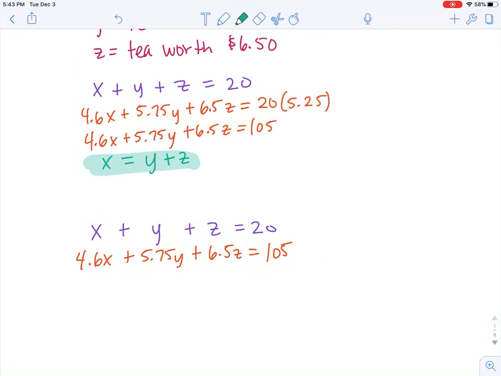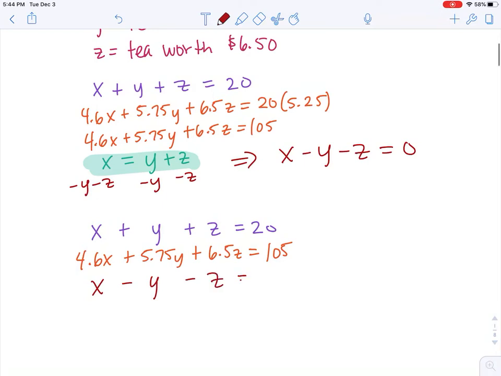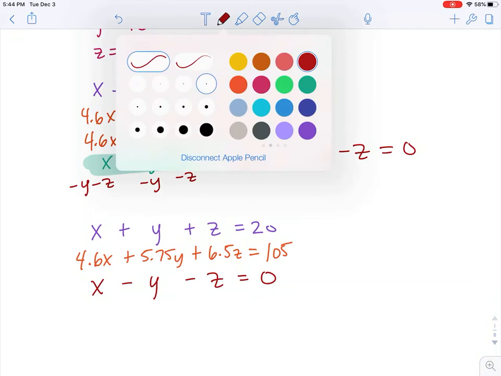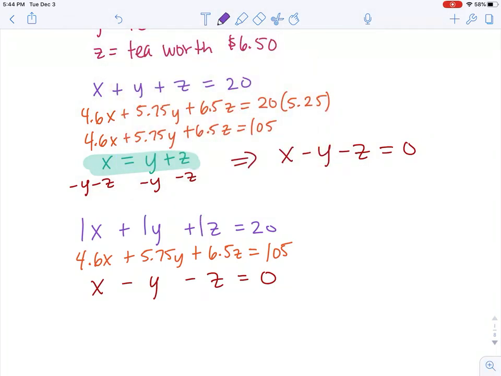So if I need x, y, and z all on the same side, I'll take y and z and subtract both of them from both sides. So what does that give us? That gives us x minus y minus z. And if I subtracted everything away from the right, that's going to be equal to 0. So x minus y minus z equals 0. So we need to set up our matrices, the coefficients from all of these equations.